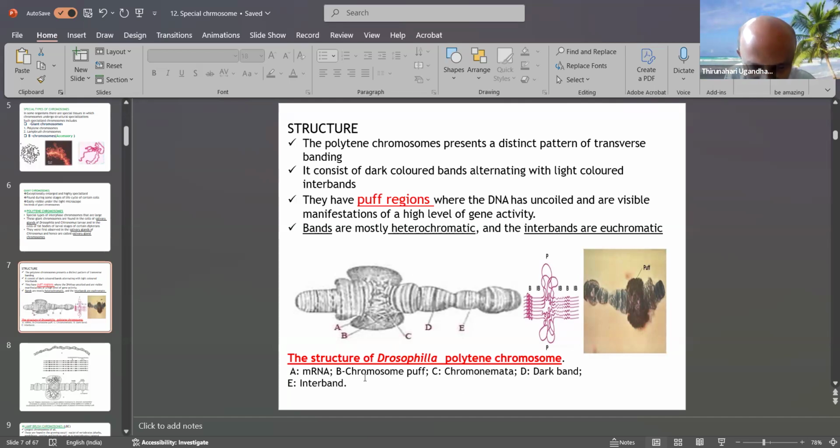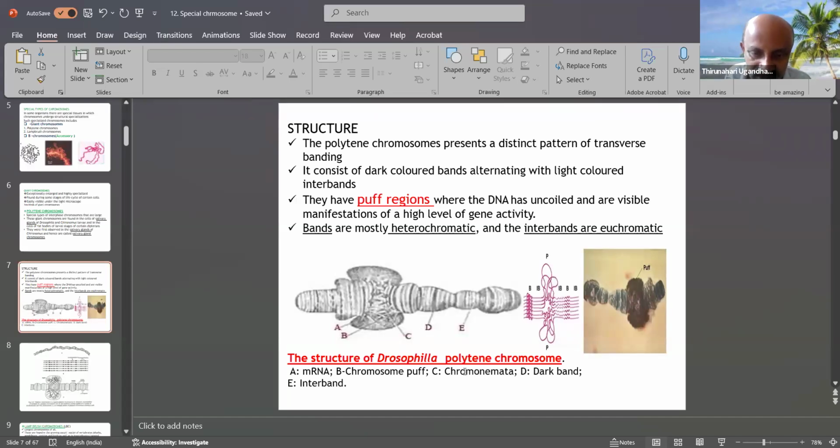But here, this is also A, mRNAs are there. This is an mRNA. B, the chromosome puffs are there. This is also chromosome puffs. C is also the chromonemata. D is also dark colored bands. These dark colored bands are mostly the heterochromatin part.